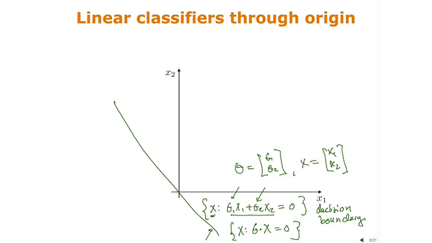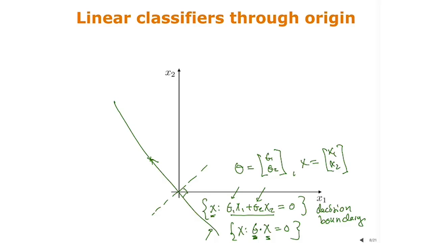Okay, so from this equation, you can see that the parameter vector theta is orthogonal to all the points that lie on the decision boundary. So if we take a point here and look at the vector from the origin, then theta must be somewhere here along this orthogonal line.